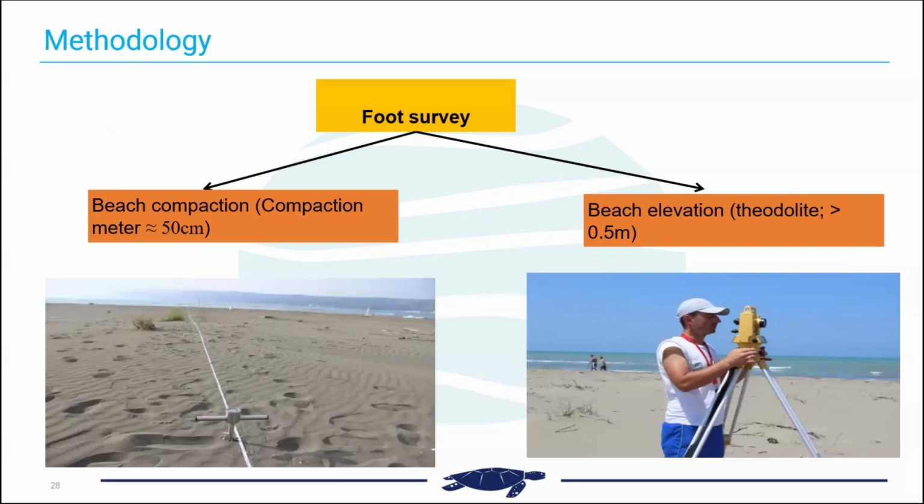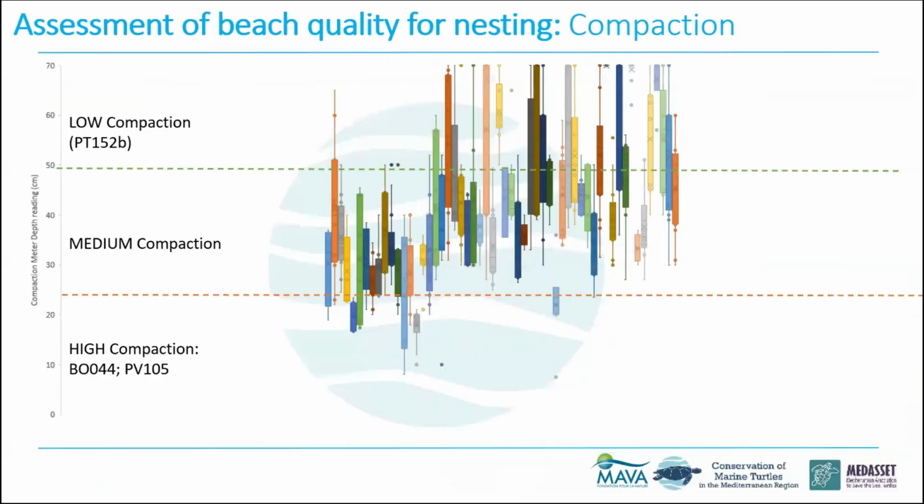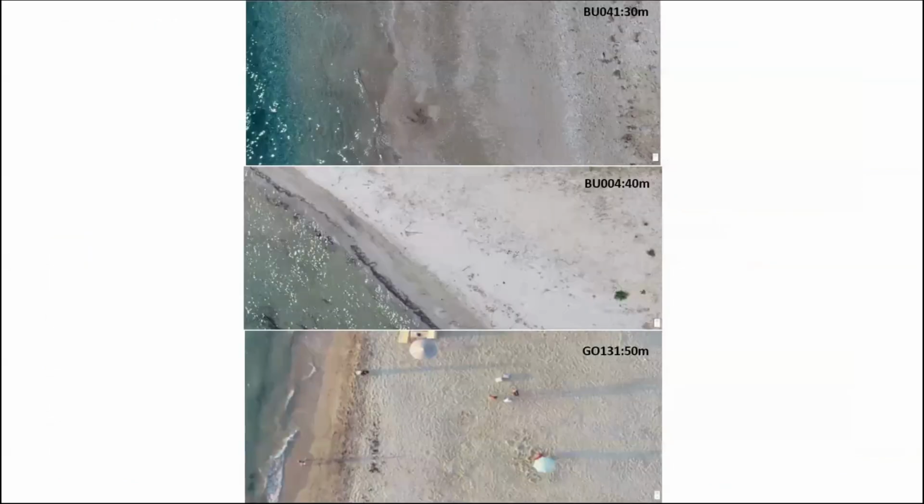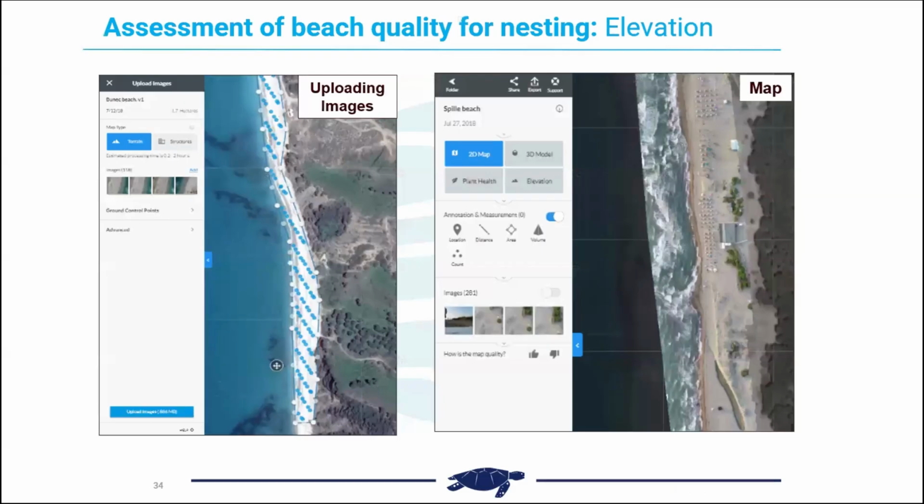Also, the elevation of the beach above sea level is very important. It is considered that a minimum of 0.5 meters should be above sea level, and we were using a theodolite also. But mostly, to assess the surface of the beach above 0.5 meter, we were using the drone, with a software we bought, DroneDeploy, preparing pre-planned automatic flights. Before going to the field, we prepared the route that the drone would fly. The drone took only pictures at different heights: 30 meters, 40 meters, 50 meters.